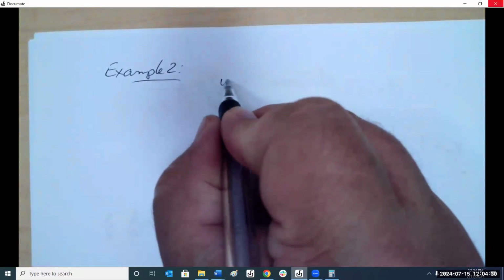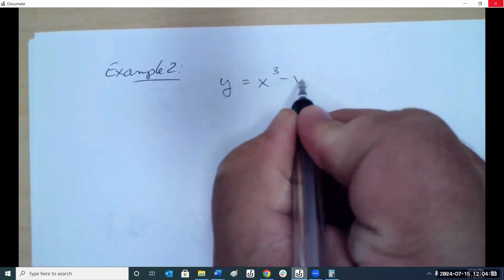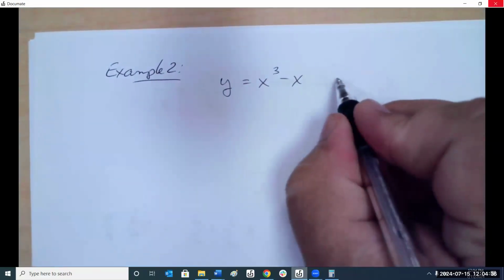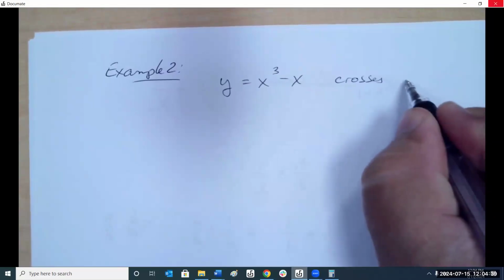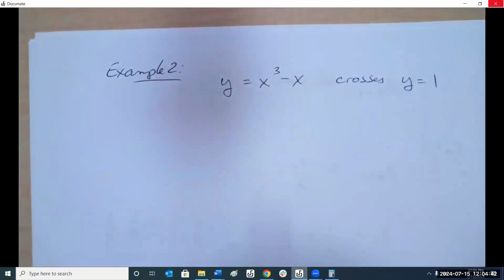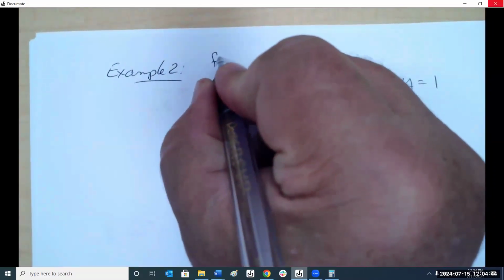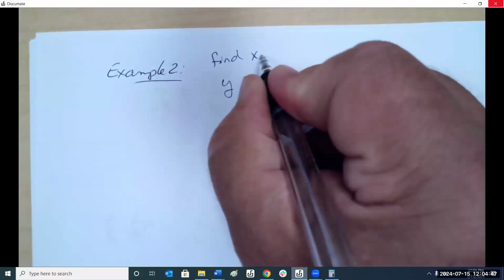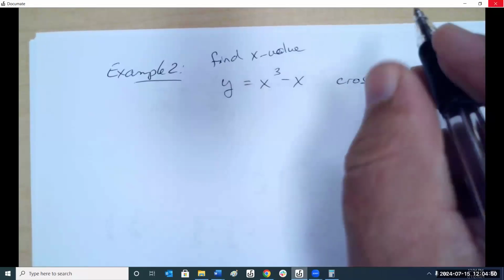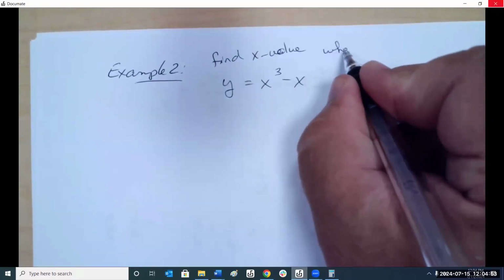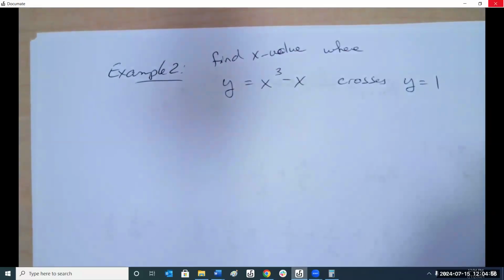Okay, example 2. Find the x coordinate of the point where the curve crosses y equals 1. Find the x value where this function crosses that horizontal line.